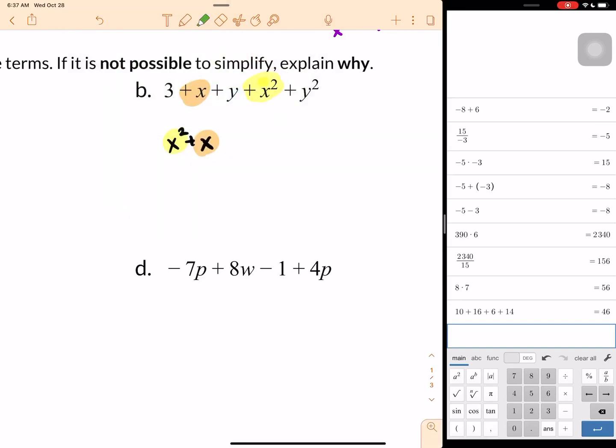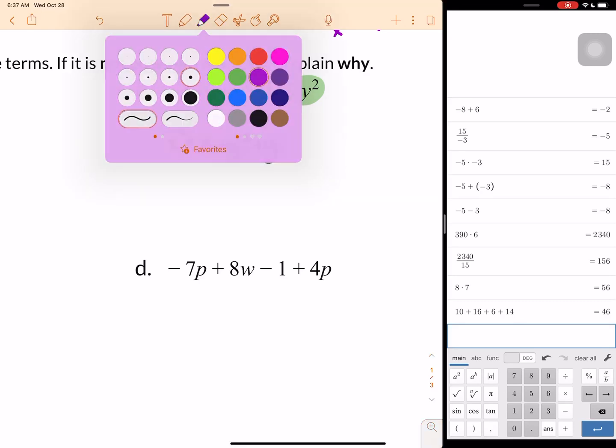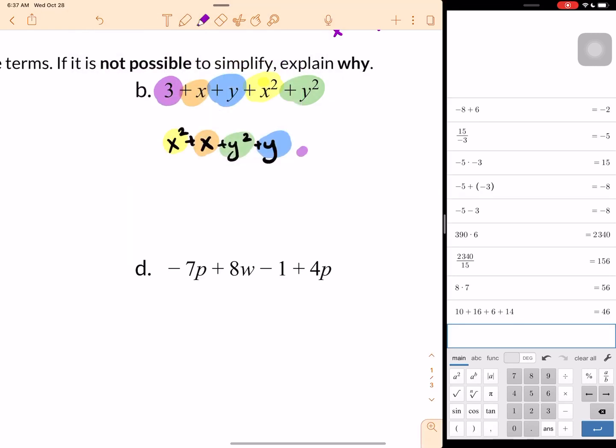And then now it's going to be my y. Oh, no, my y squared. The highest exponent goes first. So y squared. And then I have just the y, and there's nothing to combine that one with either. And then I have the 3 right here. And there's nothing to combine that number with either.